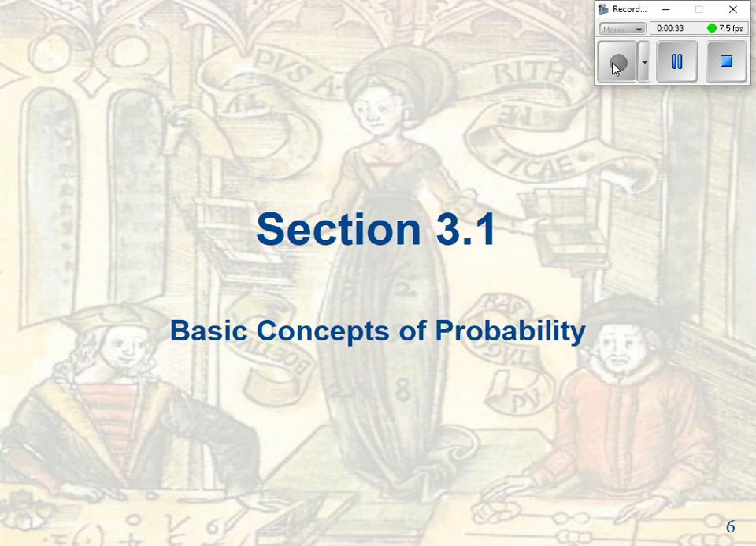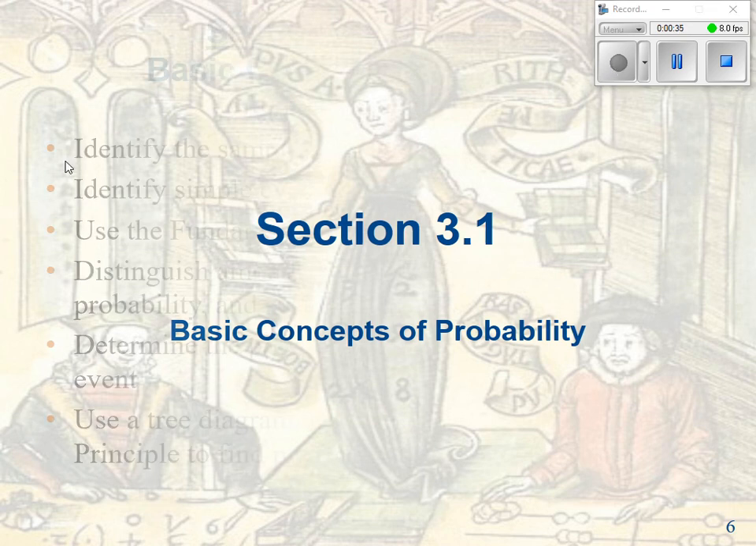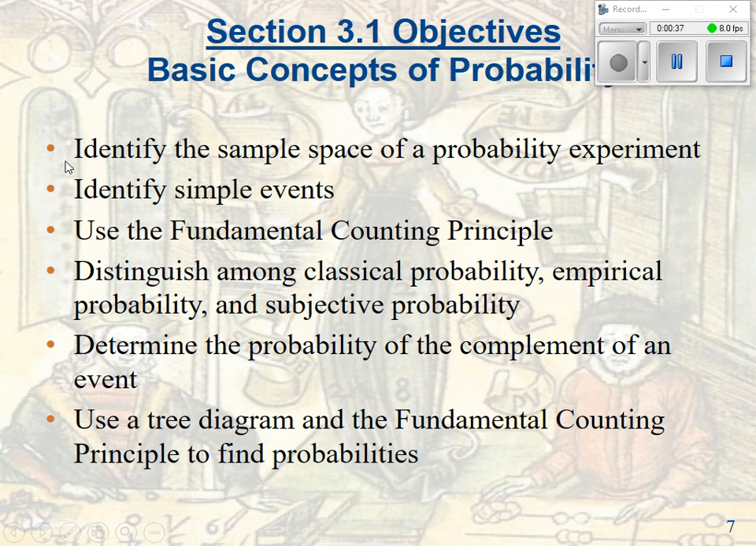Basic concepts of probability. So what we're going to cover, and I wouldn't write most of this down and just listen. We'll write down some stuff here in a minute. Identify sample spaces of a probability experiment. Identify simple events. Use the fundamental counting principle. We'll talk about all that today. Different kinds of probability: classical, empirical, and subjective.